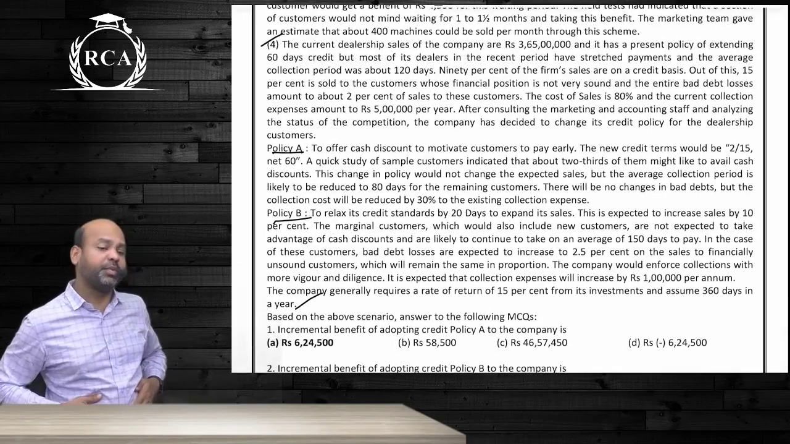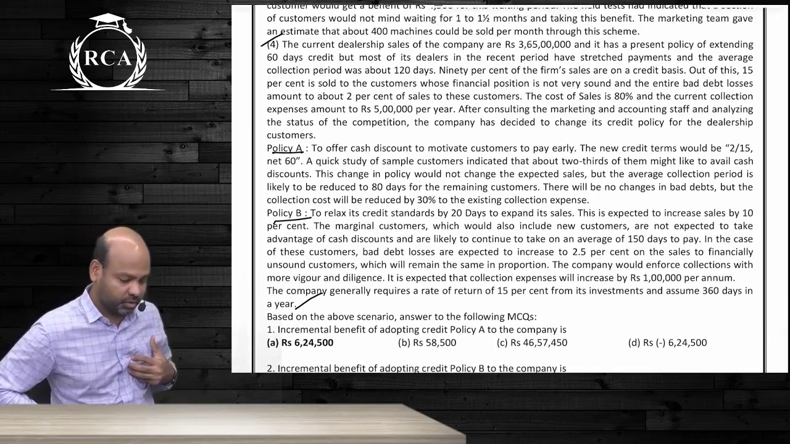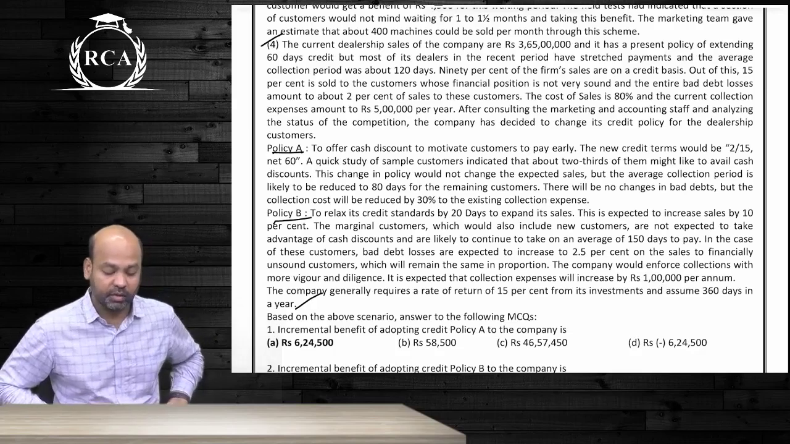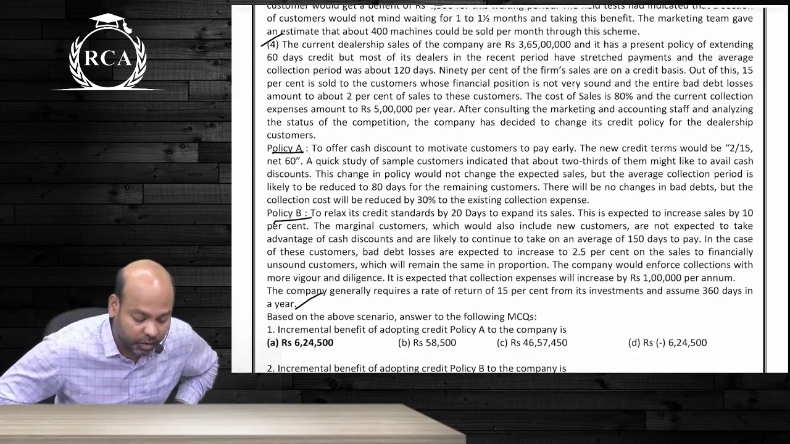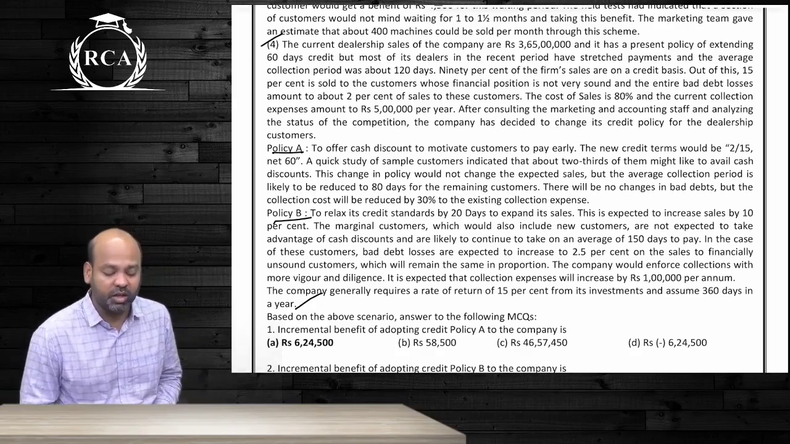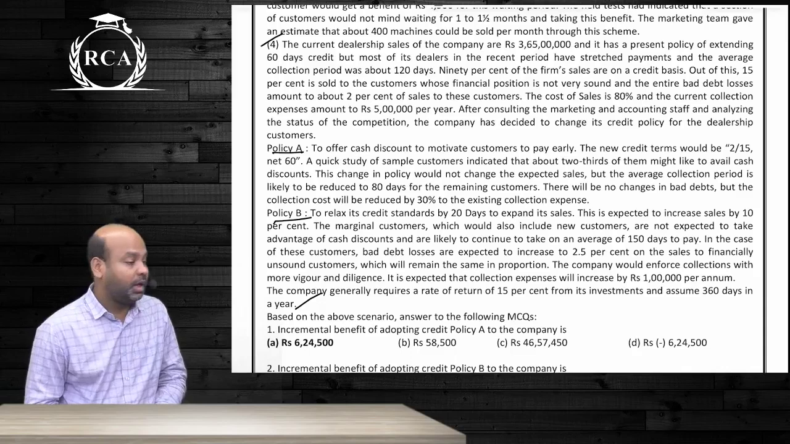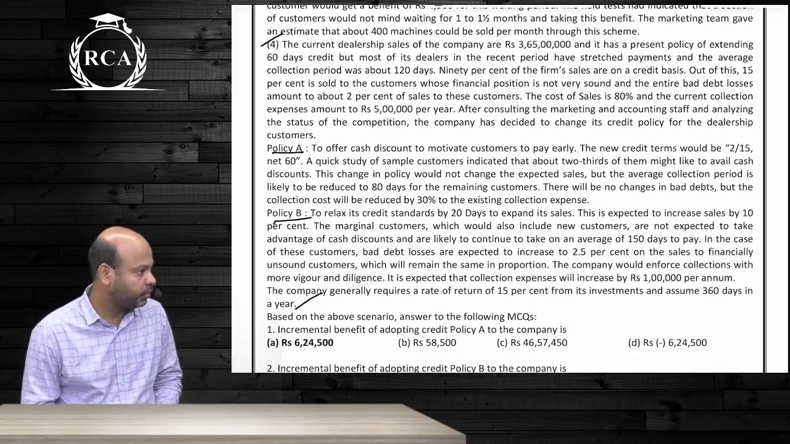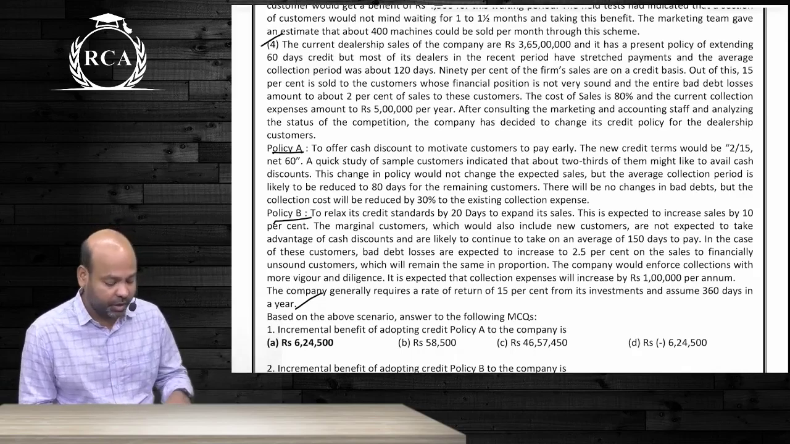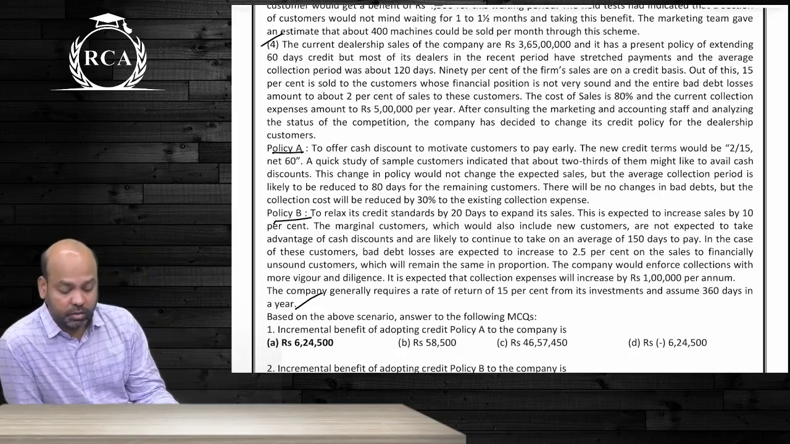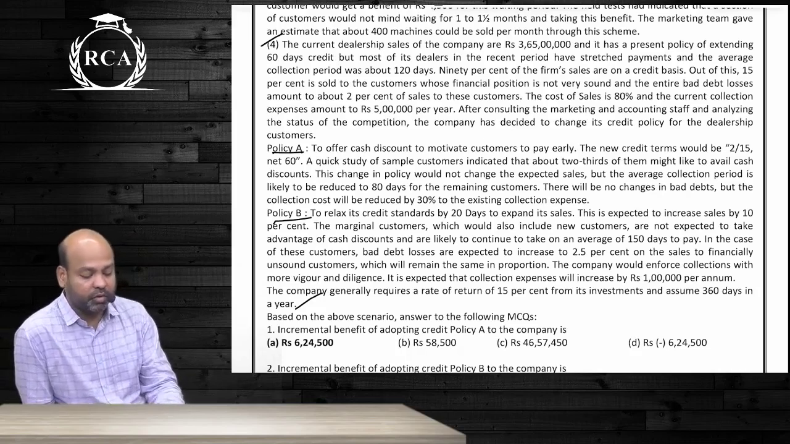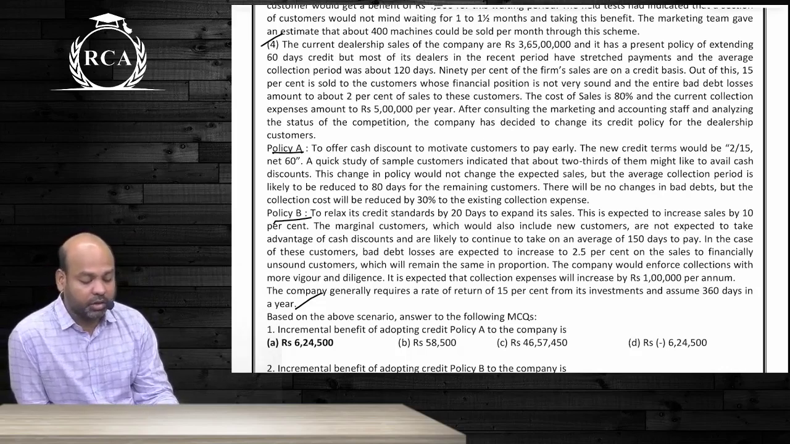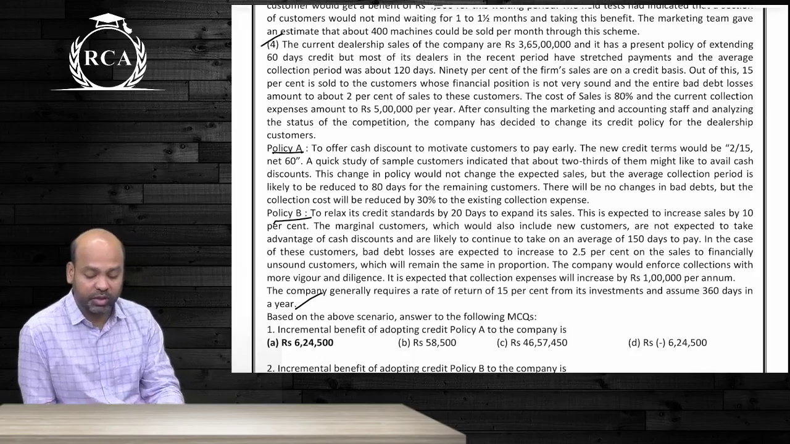Fourth point, you guys are experts, beta. It's like a receivables management question. The current dealership sales of the company, guys, are rupees 3 crore 65 lakhs. And it has a present policy of extending 60 days credit, but most of its dealers in the recent period have stretched payments. And on an average, we are collecting the amount in 120 days. 90% of the firm's sales are on credit basis. Out of this, 15% is sold to customers whose financial position is not very sound. And the entire bad debt losses is about 2% of sales to these customers.